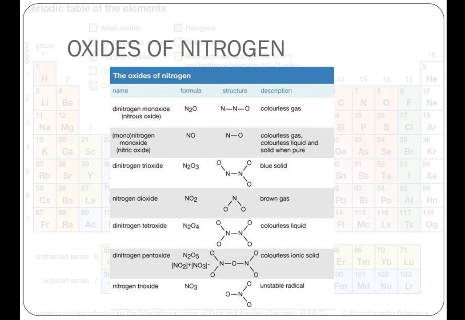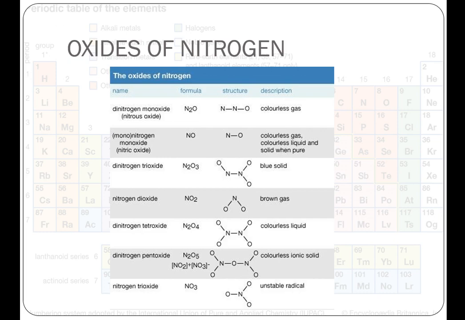Now this table shows the structures of different oxides of nitrogen. You can see the structure of N2O, the structure of NO, N2O3, NO2, N2O4, N2O5 and NO3.